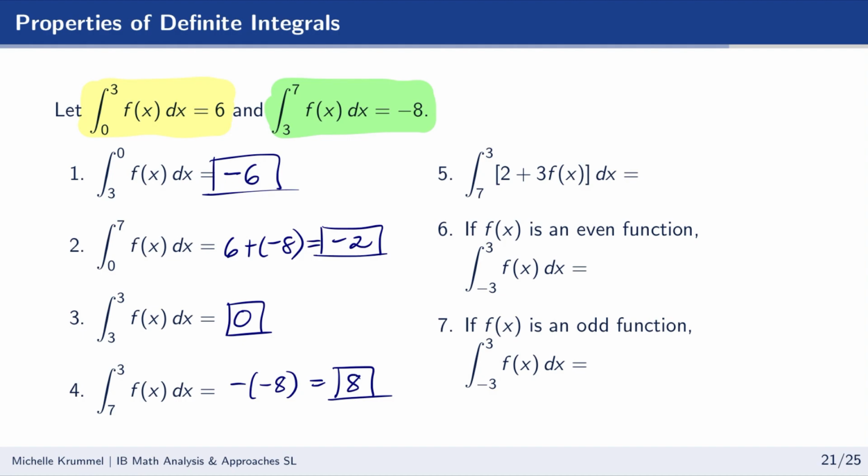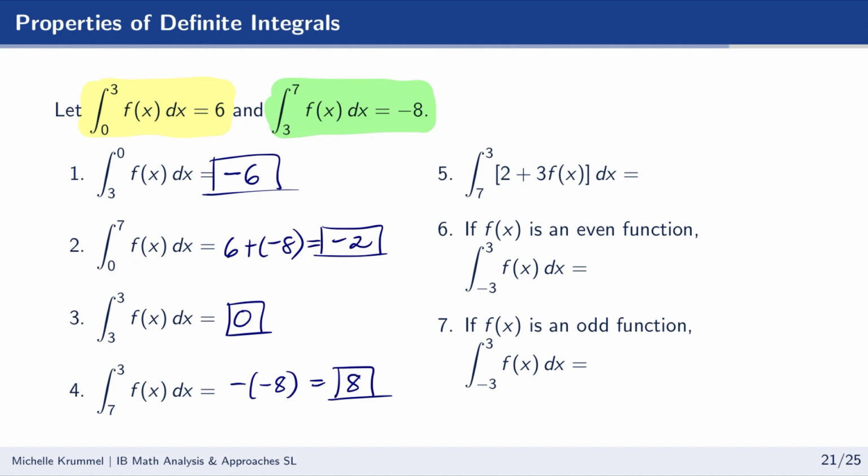Number 5, okay, we have to be careful here. We have information about the integral of f from 3 to 7, so we can get it from 7 to 3. The 3 is a constant multiple, so we need to multiply that answer for the integral of f from 7 to 3 by 3. But the 2, however, we don't have information already given to us about what the integral of 2 is, so we have to do that part by hand.